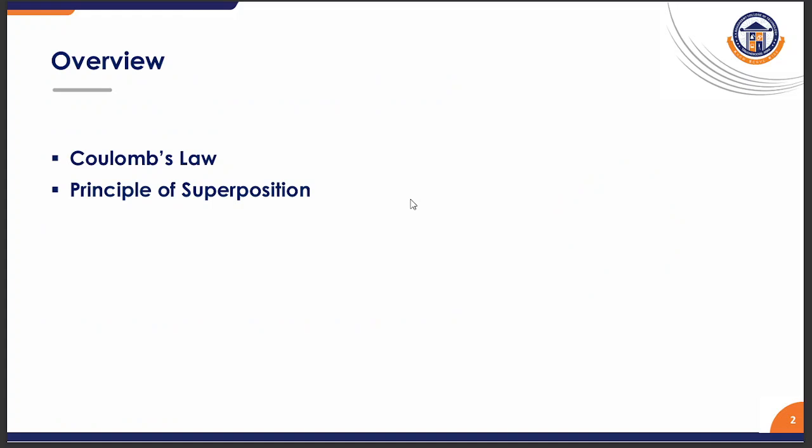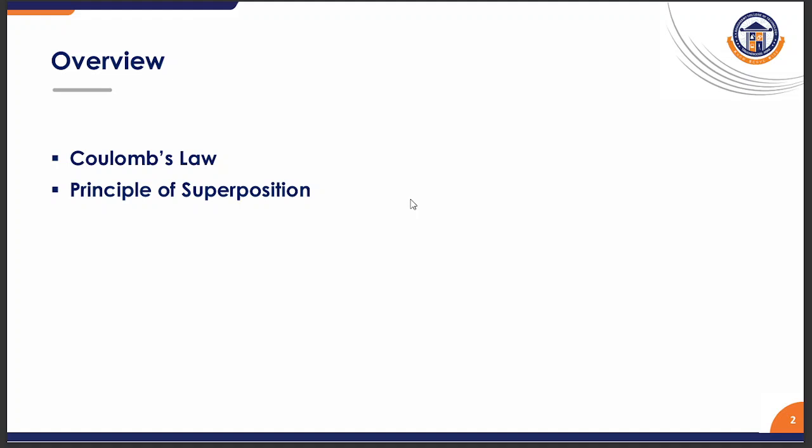Before Coulomb, scientists knew that charged objects could attract or repel each other, but the exact relationship governing this force was not known. So in the year 1785, the French physicist Coulomb performed a series of experiments using a torsion balance, and he established the mathematical law that now bears his name. Coulomb's law describes the electrostatic force between two point charges placed at rest in a given medium.